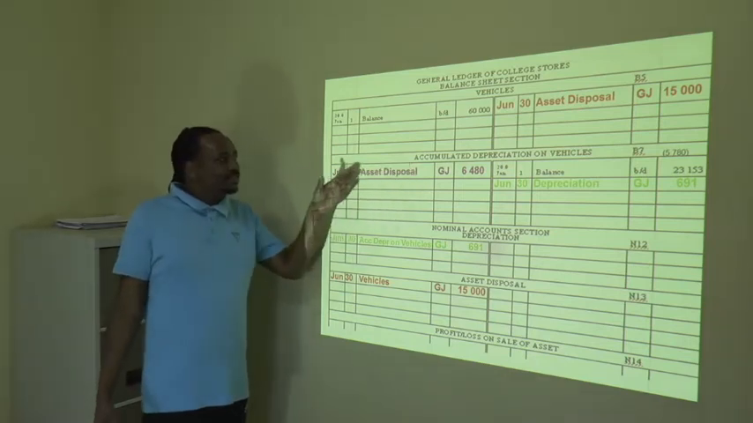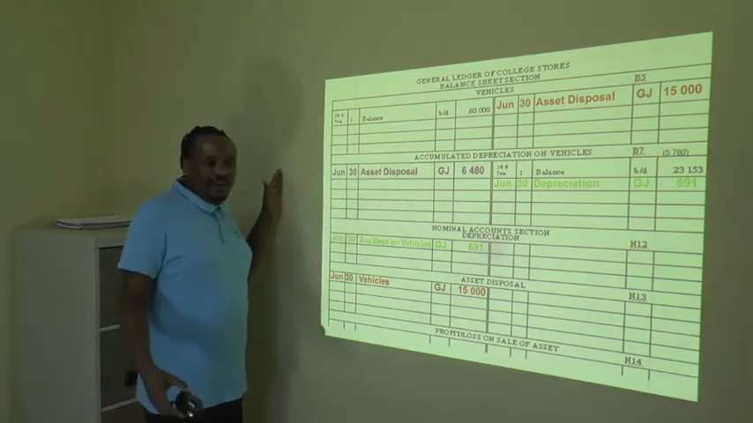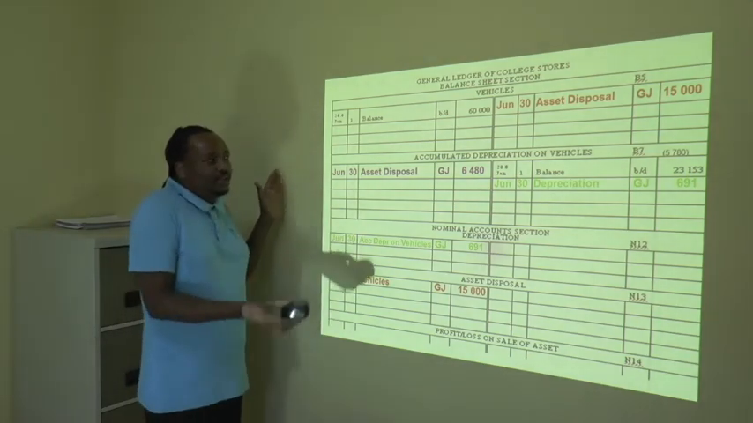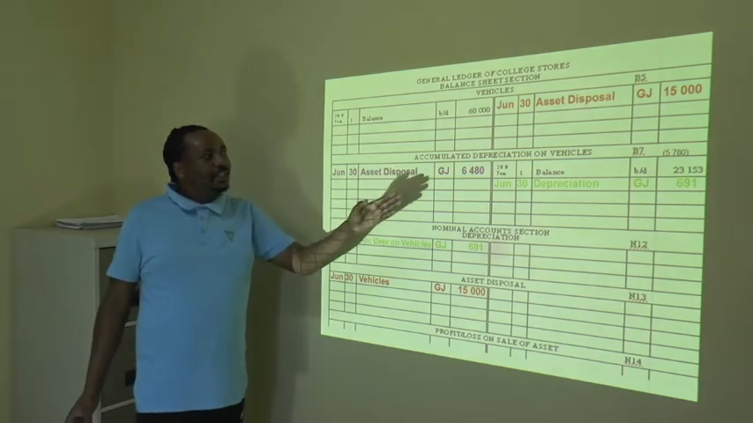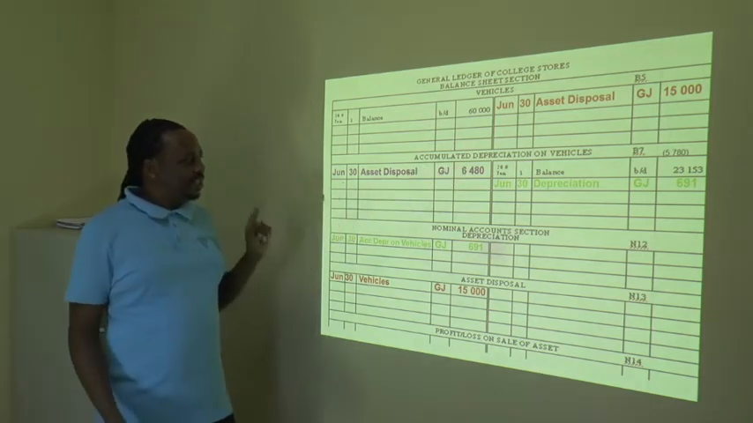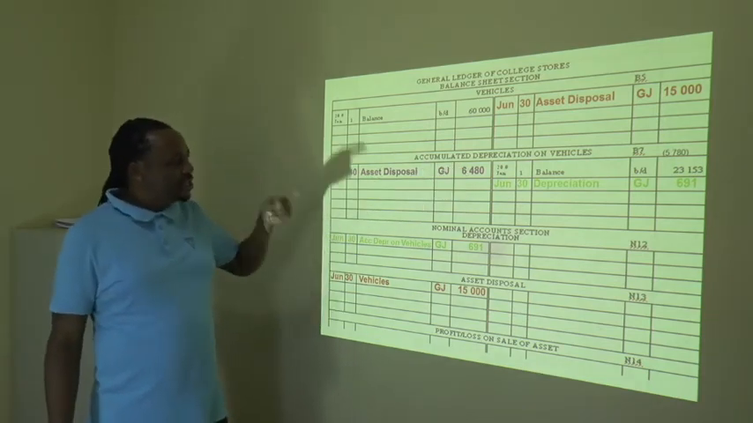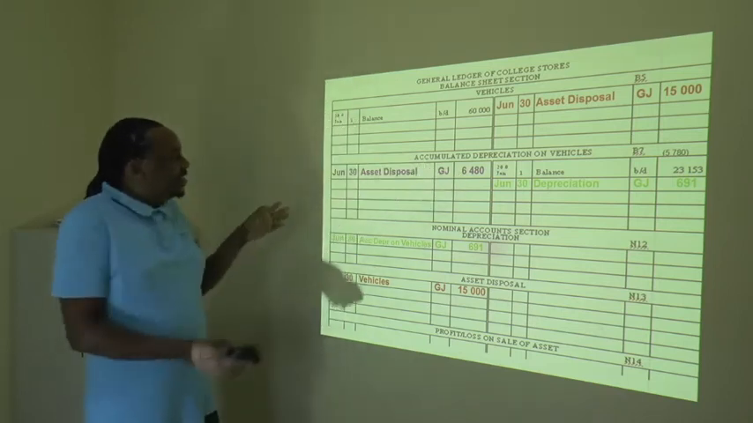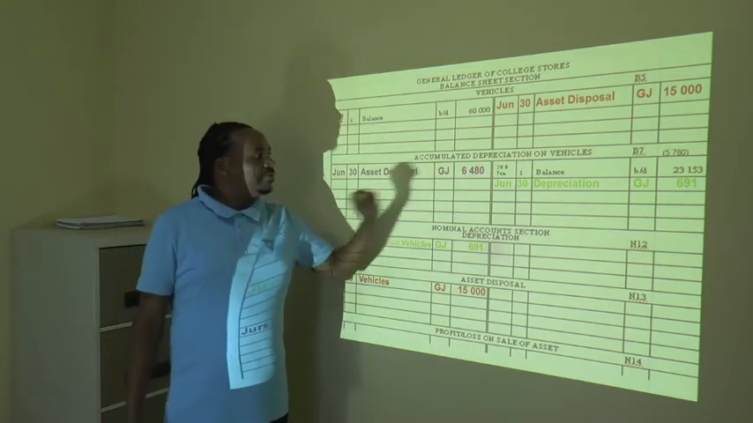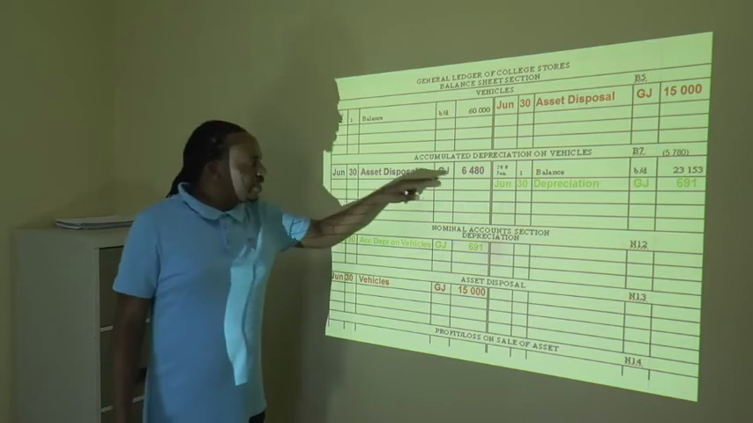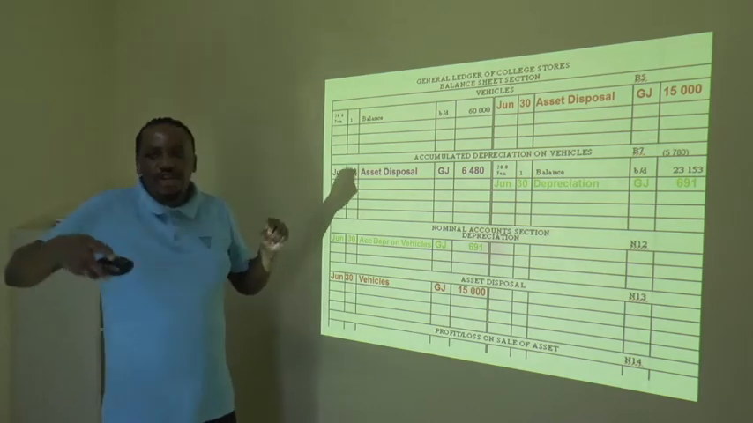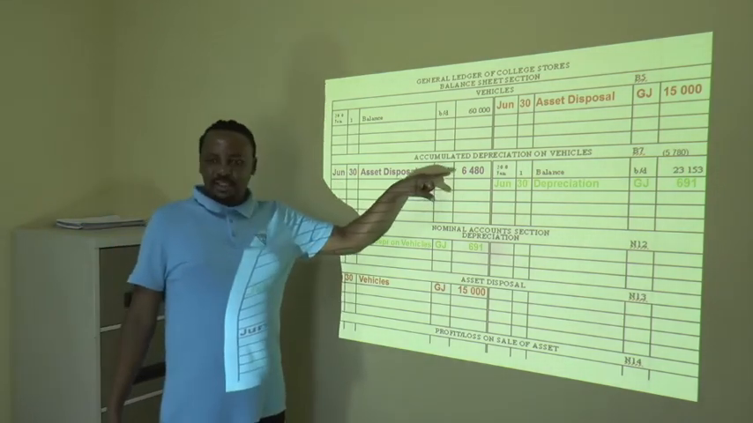Because this asset now has been taken out from the business. It cannot accumulate the way our other assets depreciate, because it's no longer with us. So our accumulated depreciation must be subtracted by this amount, because this asset no longer belongs to this business. So what made this 6,480 is the old accumulated depreciation for this asset that's been disposed and the new depreciation of this asset that's been disposed.